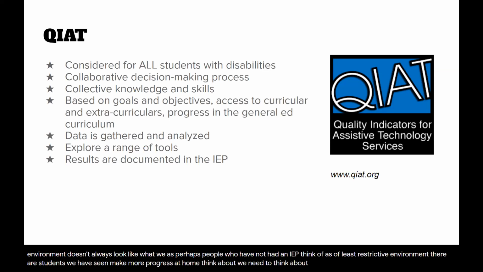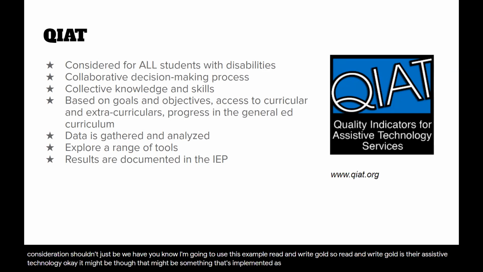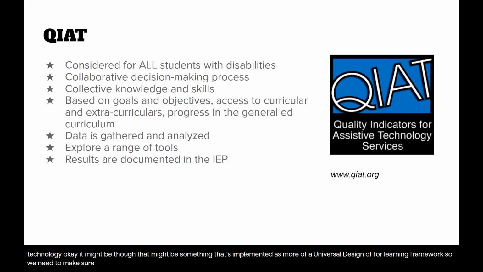We need to think about how we're taking data and explore a range of tools. Consideration shouldn't just be, and I'm going to use this example, Read and Write Gold. So Read and Write Gold is their assistive technology. Okay, but that might be something that's implemented more as a universal design for learning framework. So we need to make sure that if we're using Read and Write Gold, it has the exact features a student needs for accommodation.